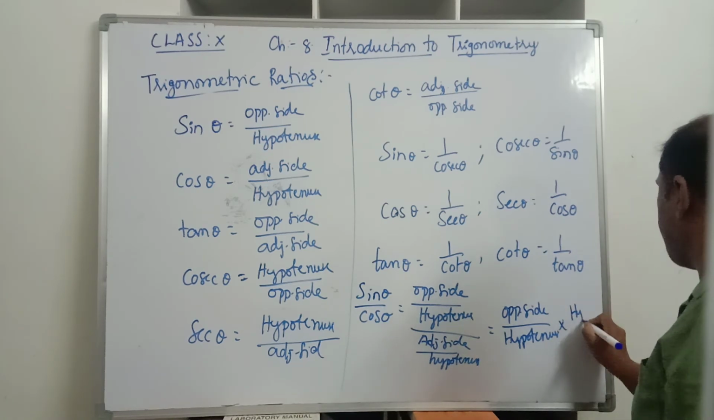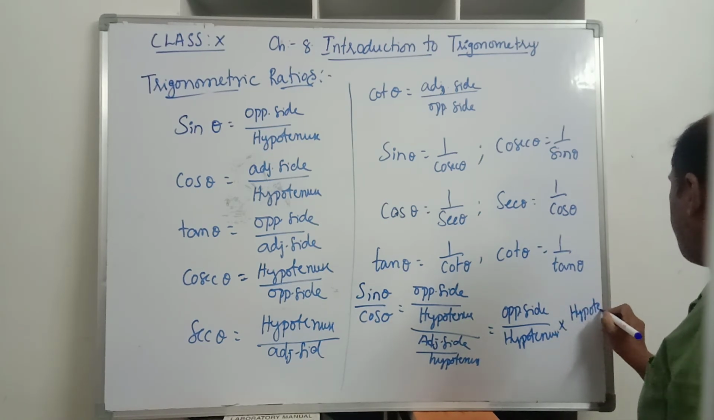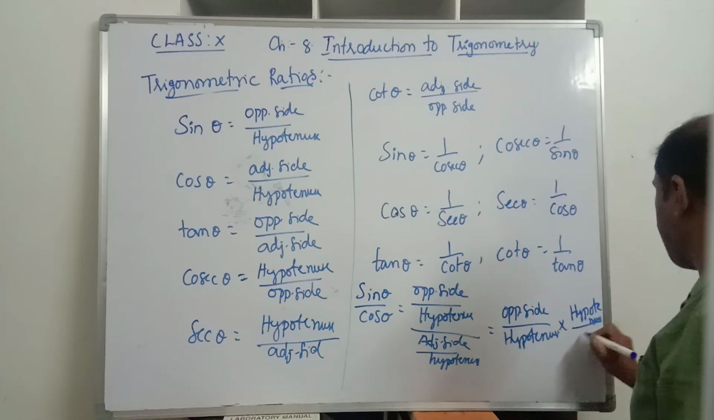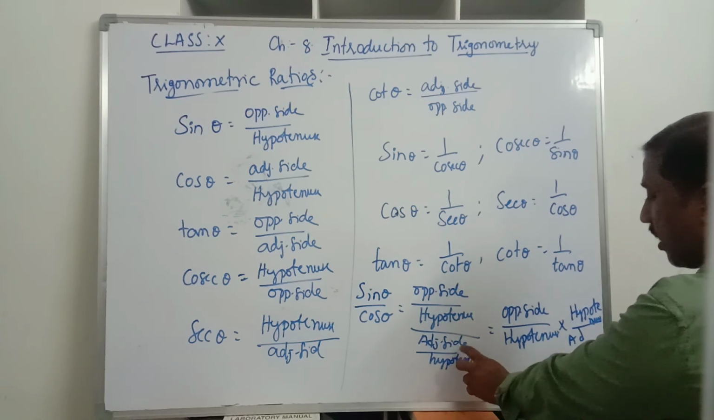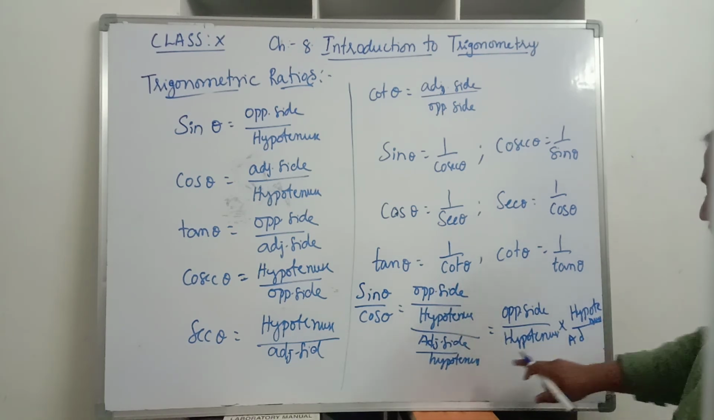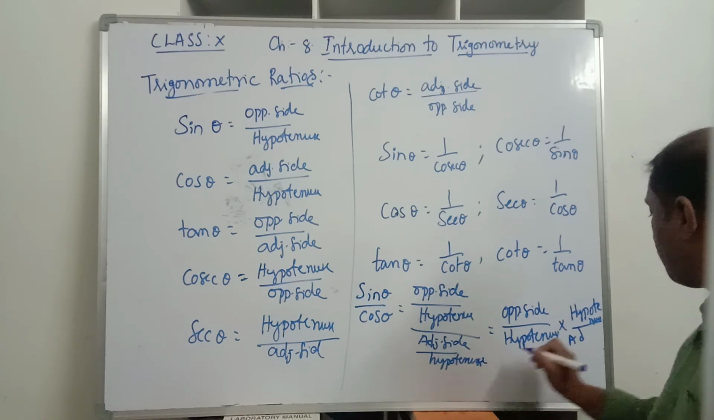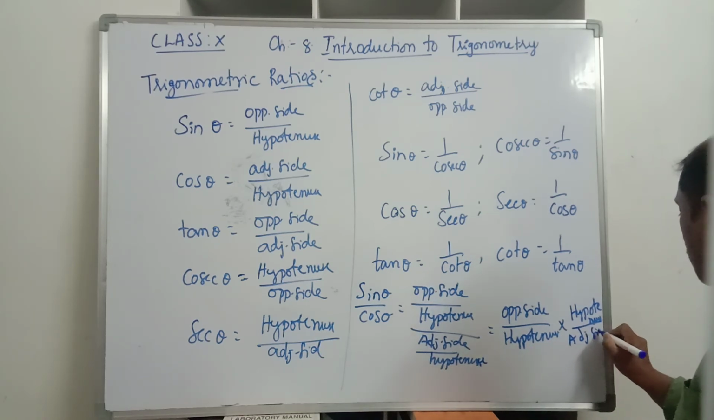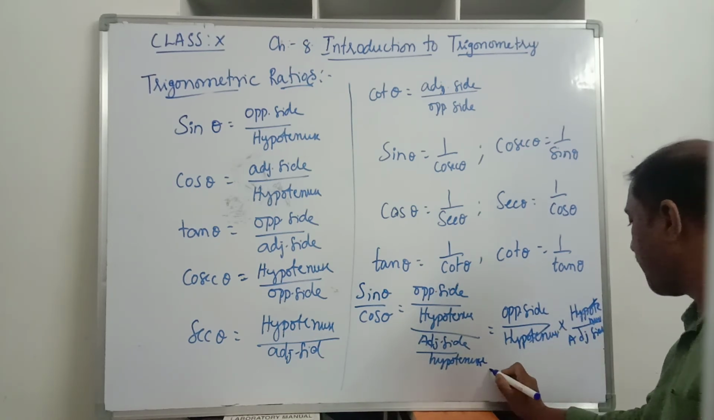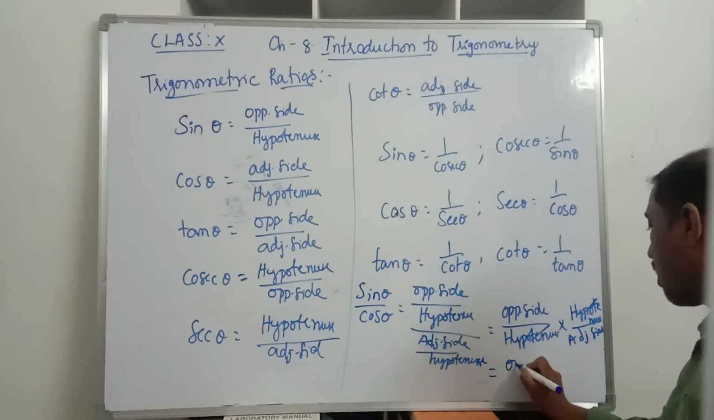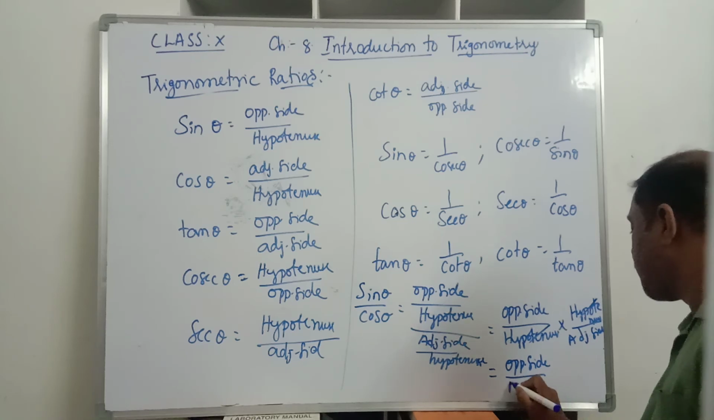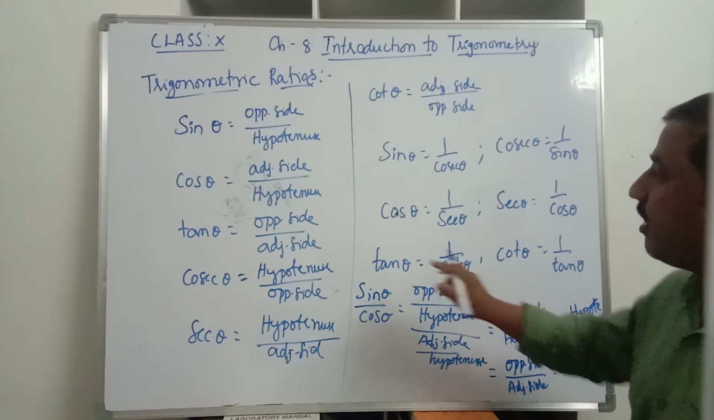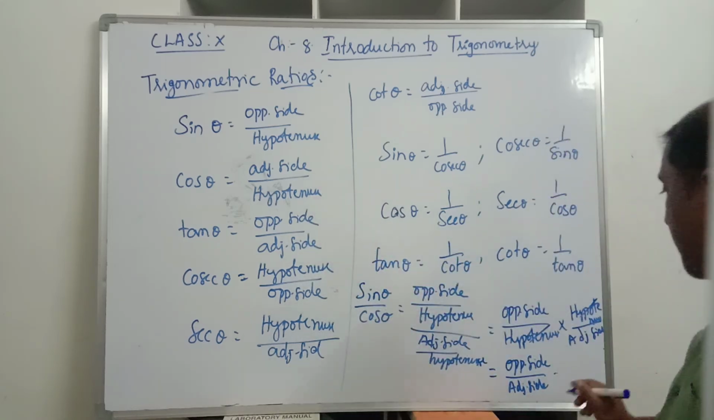Into hypotenuse divided by adjacent side. That is the reciprocal of adjacent side by hypotenuse, which is hypotenuse divided by adjacent side. So now hypotenuse and hypotenuse will be cancelled. What do we get? Opposite side divided by adjacent side. What we got, opposite side by adjacent side, is tan theta.